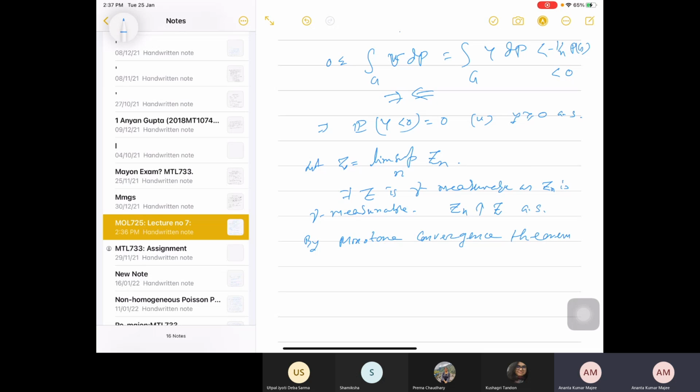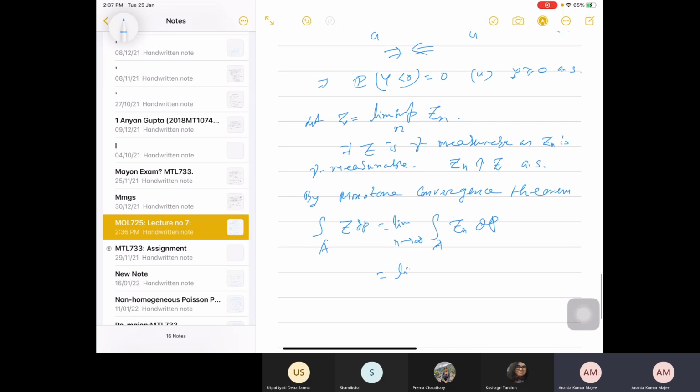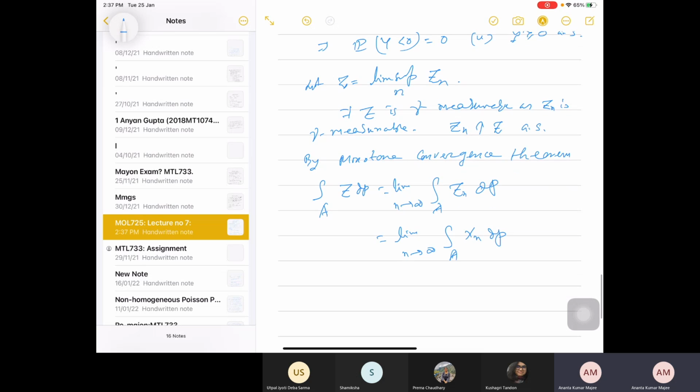That is the monotone convergence theorem. So here what I have, integral over A of Z dP, this is limit n goes to infinity, integral over A of Zn dP, and this is the same as limit n goes to infinity, integral over A of Xn dP. This is because my Zn is a conditional expectation of Xn, so I have the same thing. And this is nothing but integral over A of X dP, because my Xn converges increasingly to X, and Xn is non-negative, so again you can use the monotone convergence theorem.